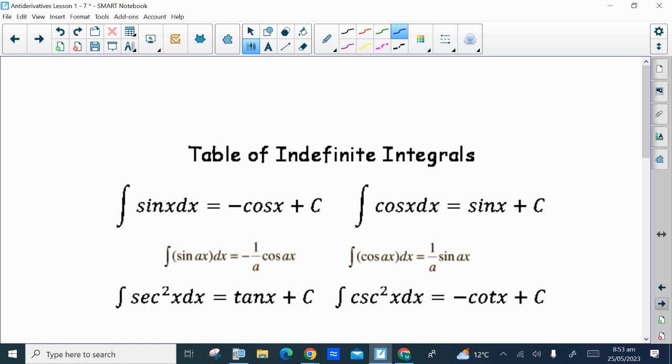So once again, we've got our tables of indefinite integrals that are on the formula sheet for you. We saw before that the antiderivative of sine x dx is negative cos x. The antiderivative of cosine is sine. There's a couple more added in here. If you have the integral of sine ax dx, it's -1 over a cos ax, and same thing with cosine ax. As well as some other ones there.